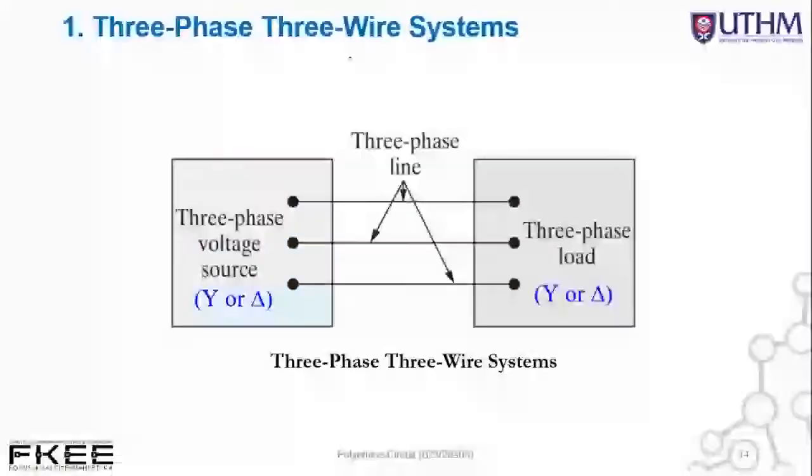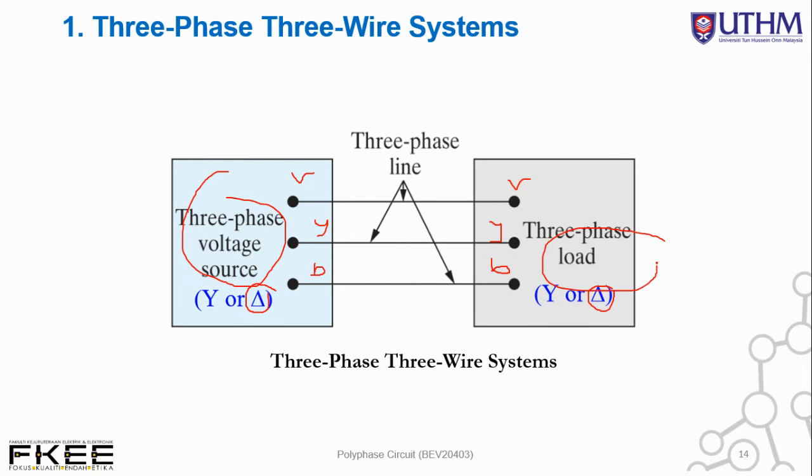Three-phase, three-wire system: this has no neutral, obviously, because we have a delta configuration. So for the three-phase line, line number one is R to R, the second one is Y to Y, and the third one is B to B, from source to load: R, Y, and B.